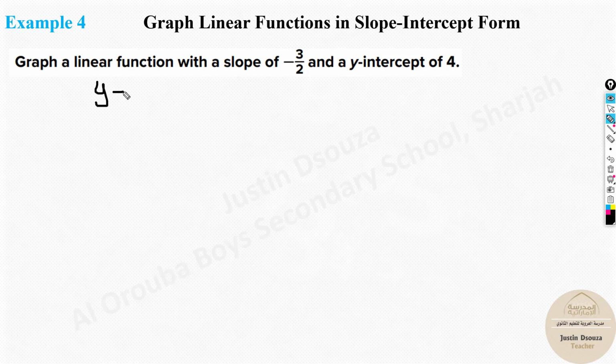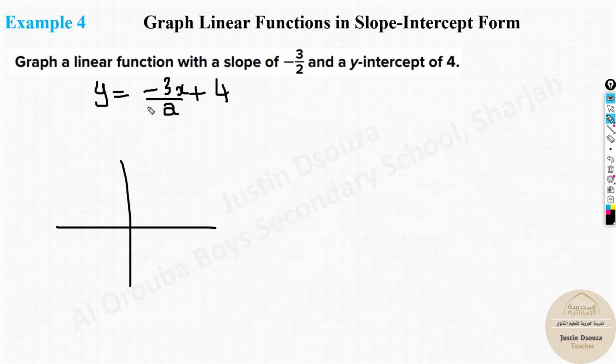First of all, write it in slope-intercept form. y = -3/2 x + 4. Looking at this equation, I can tell a few things. The graph is going downwards, and the first important thing is 4. Let me imagine this is 4. From here, the graph is going downwards. But how exactly would you find another point?